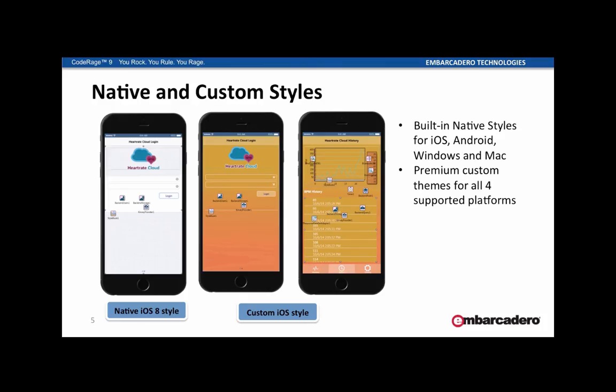Now, when it comes to user interface styling, we have native user interface styling built in for iOS, Android, Windows, and Mac. On iOS, that includes a 1x, 2x, and also 3x resolution to account for the larger form factors such as the iPhone 6 and 6 Plus. On Android, we have 1x, 1.5x, 2x, and 3x resolution. On Mac, we have 1x and 2x for Retina, and on Windows, we have 1x resolution. So those are all the default native styles.